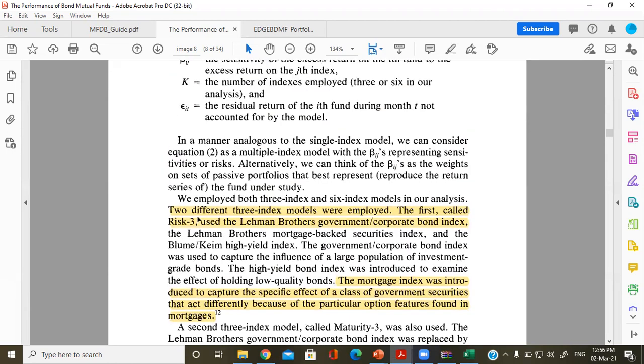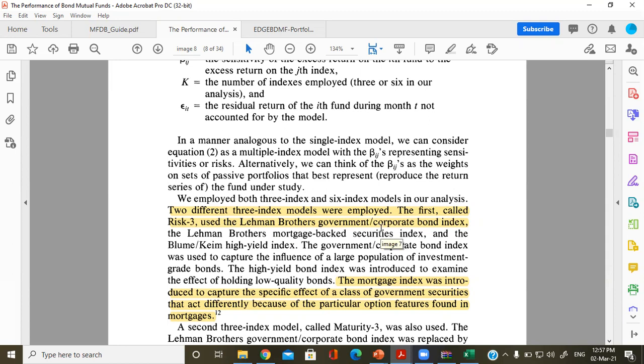Okay, so what they have included in the 3-index model, they have used the Lehman Brothers government corporate bond index. So what kind of bonds does this index represent? This index represents government bond returns and corporate bond returns.